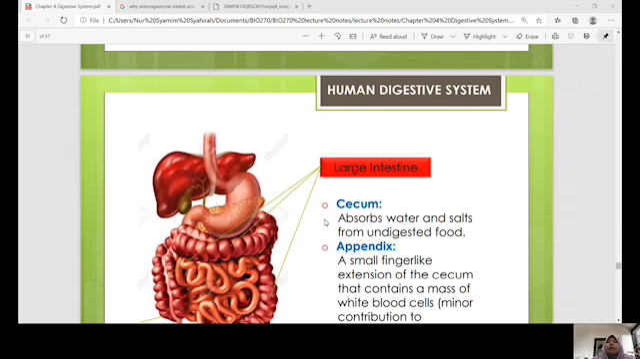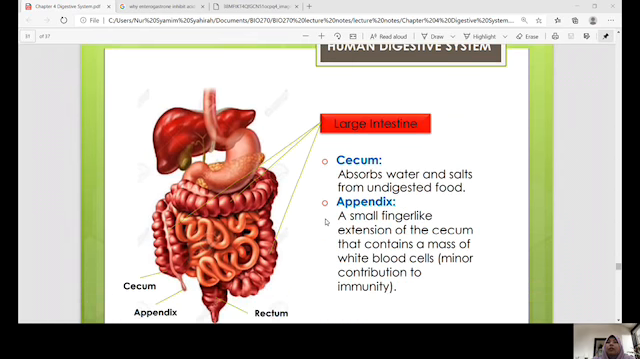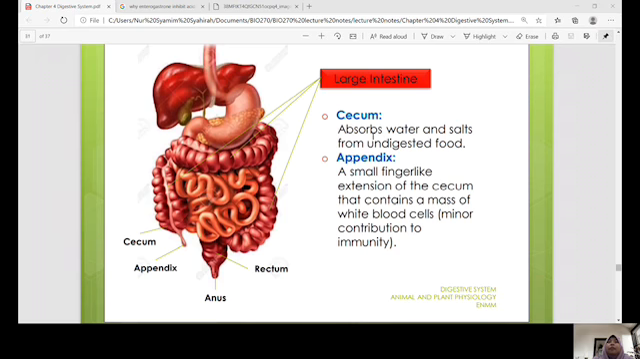Okay, the last part of the human digestive system is the large intestine. We have the cecum. The function of the cecum is to absorb water and salt, and the appendix. The appendix is a small finger-like extension of the cecum, containing a mass of white blood cells. Even though the appendix contains a small amount of white blood cells, its contribution towards the human body's immunity is less. It has a very minor contribution to the immunity.